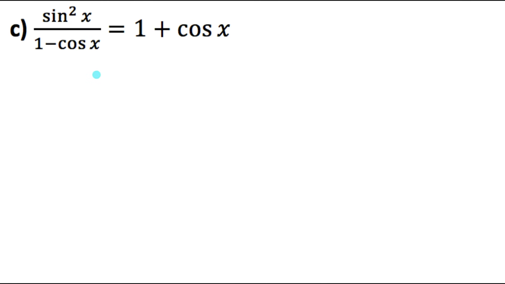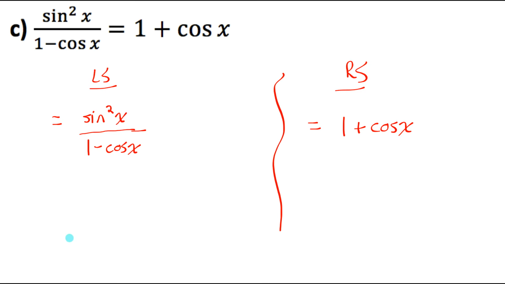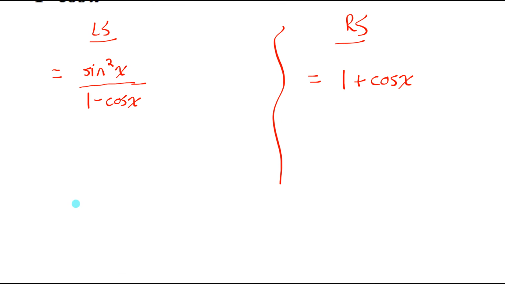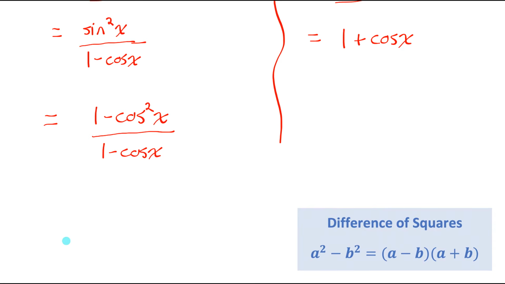Part C, let's separate to left side, right side again. Okay, this is the first one where maybe there's no obvious first step to do, but follow along with my logic for how I'm going to prove this identity. On the left, in the numerator, I have a sine squared x. I'm going to rewrite that as 1 minus cos squared x. I know I can do that based on the Pythagorean identity. And the reason I do that is because now in the numerator, I notice I have a difference of squares that if I factor it, I'll be able to reduce with the denominator.